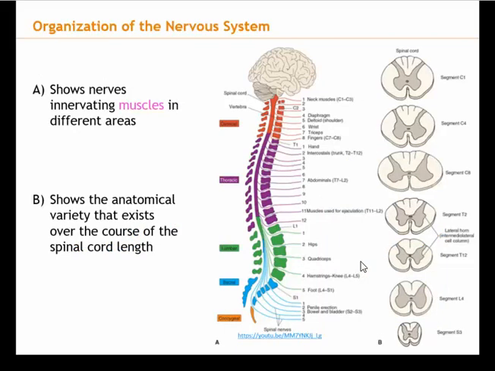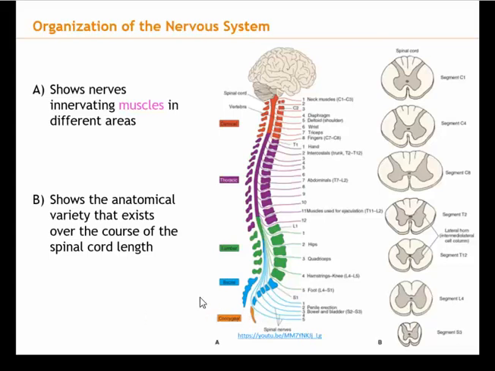So let's look at different parts of the spinal cord and the nerves. A is this picture here. It shows nerves innervating muscles at different areas. If you look closely, it's pretty interesting. We know that we have 7 cervical vertebrae, and we have 8 cervical nerves. We have 12 thoracic vertebrae, which are here in the middle, and also 12 thoracic nerves, and then 5 lumbar vertebrae, 5 lumbar nerves, and then 5 sacral vertebrae and 5 sacral nerves, and then our coccygeal bone down here at the bottom.